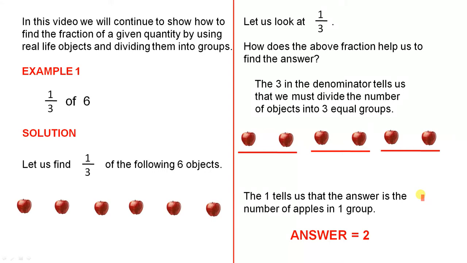The 1 tells us that the answer is the number of apples in one group. So how many apples are there in one group? There are 2. So 1/3 of 6 equals 2.